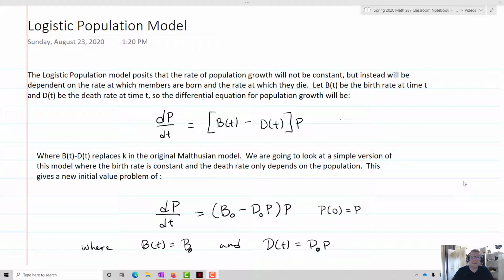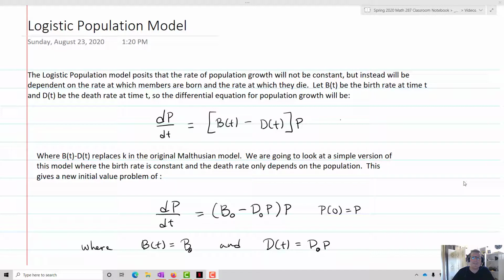Now we're going to look at something different. This different model is called the Logistic population model, and it's a derivative of the Malthusian model. It's a bit more complicated because it posits that our growth rate is not actually going to be constant. So the Logistic population model posits that the rate of population growth will not be constant, but instead will be dependent on the rate at which members are born and the rate at which they die.